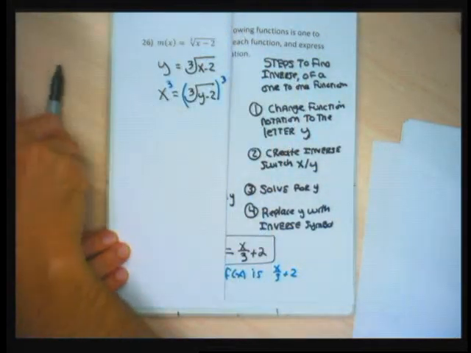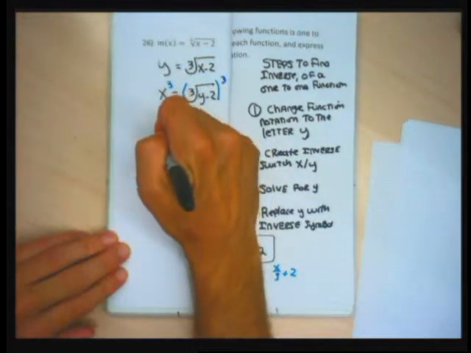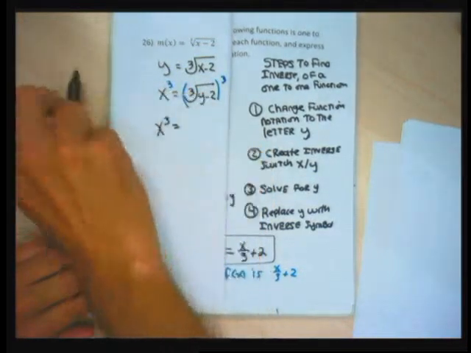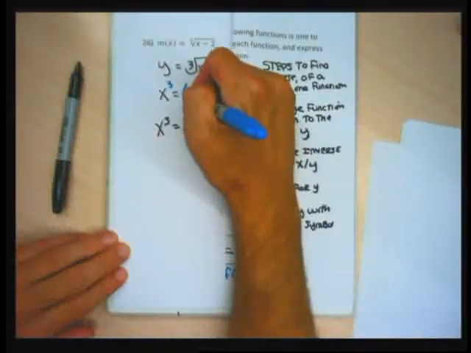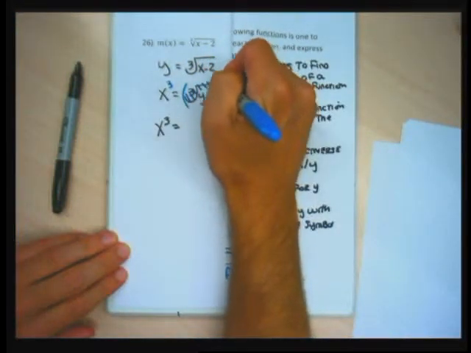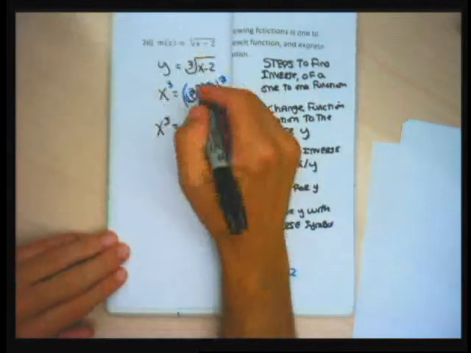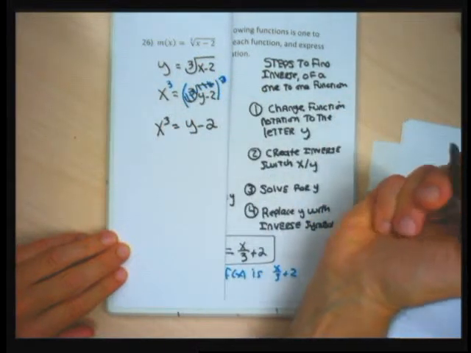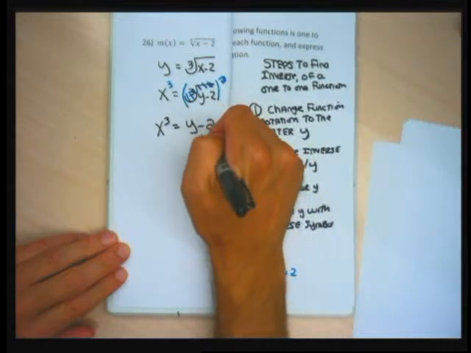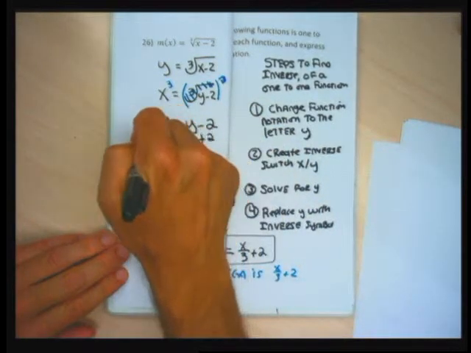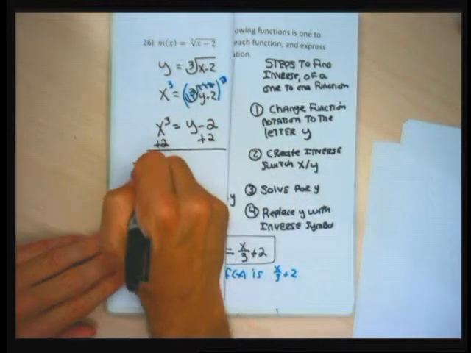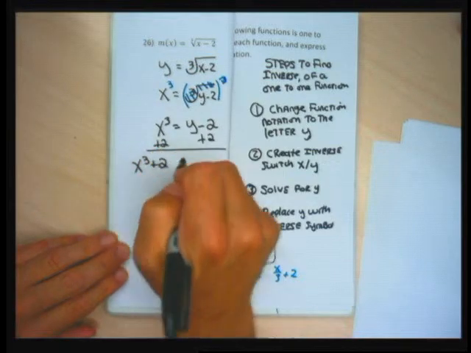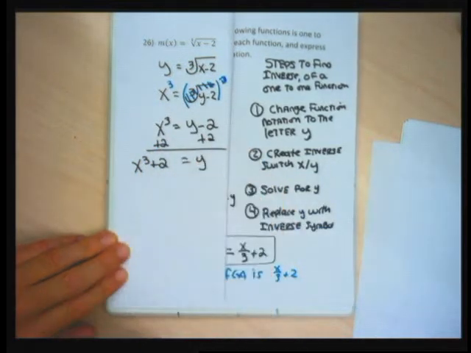On the left side, when you cube the x, it just stays x cubed. On the right side, when you cube a cube root, you cancel out the cube root symbol, leaving yourself what's under the cube root. In that case, it's y minus 2. And I'm just going to add 2 to both sides. I'm going to get x cubed plus 2 on one side, y on the other. I'm done solving for y.